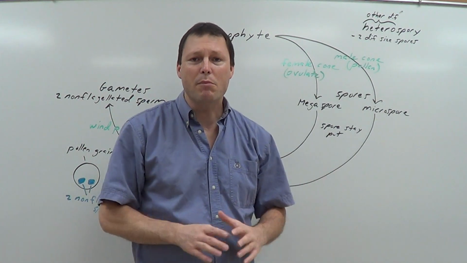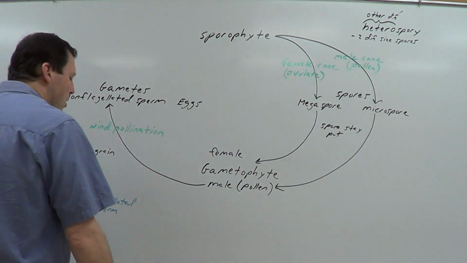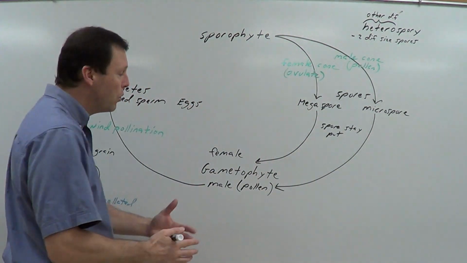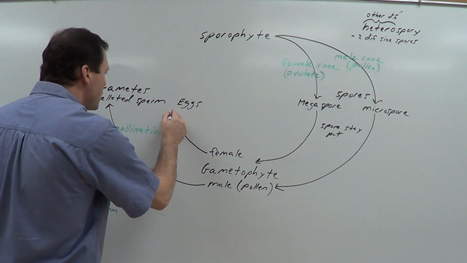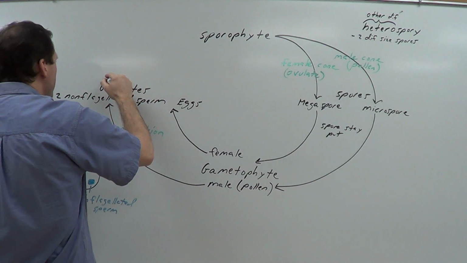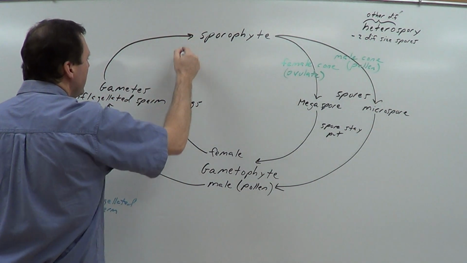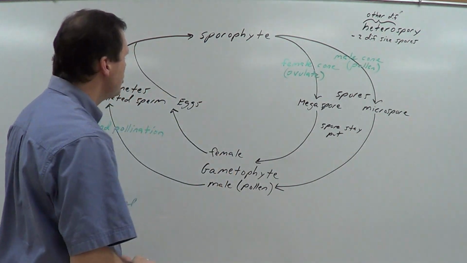And it's a numbers game. That's why we got to produce massive amounts of it, so that some of it will end up, by pure chance, where it needs to go. The female is going to produce eggs. Now, the non-flagellated sperm and the eggs are going to come together to produce the next generation, the sporophyte.